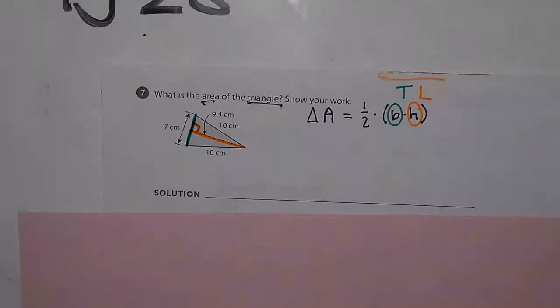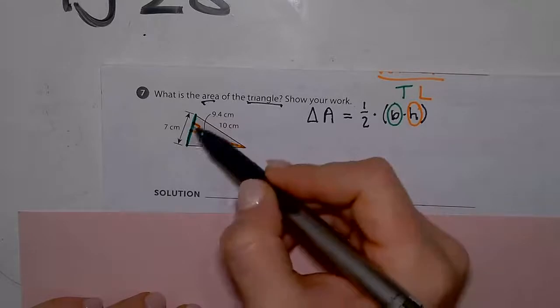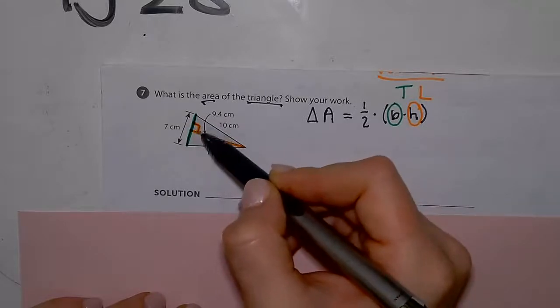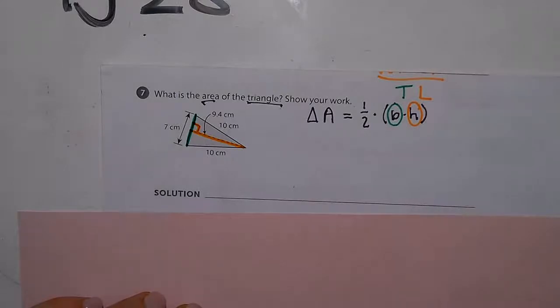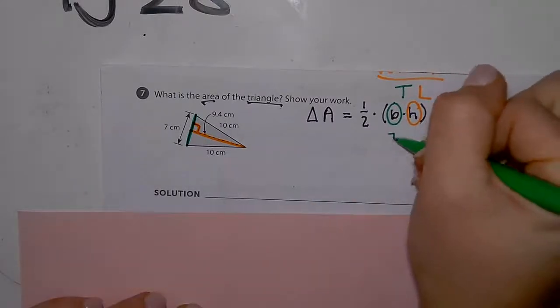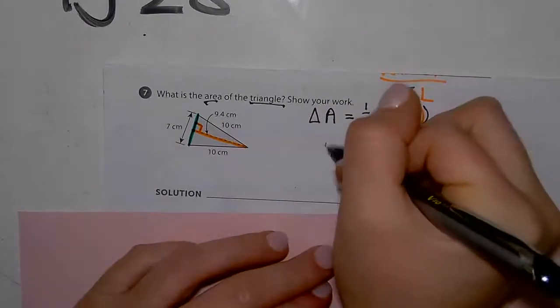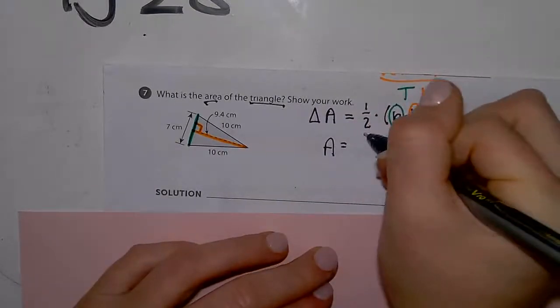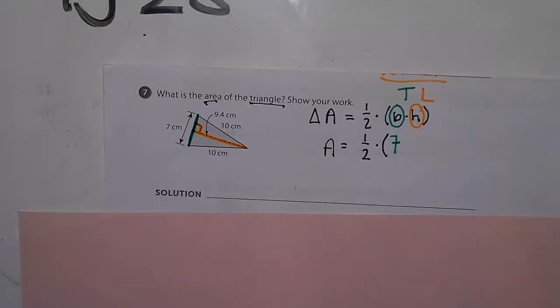Now that I found my base and height, I just need to take out the measurements. How long is the base? Well, we said the base was this green line because it's perpendicular to the height. And my base here is 7. I'm going to write a 7 right here, and I'm going to put the rest of my equation in. I'm not using it yet, but I don't want to forget about it. We all know I'm a little forgetful, so I always want to write that stuff down.